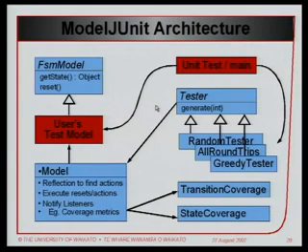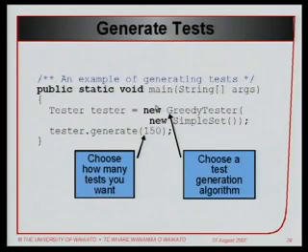So here's that code. Choose a test generation algorithm. We're going to create a greedy tester and pass it our model. And then how many tests? Well, let's go for 150. So those 2 lines of code will use that model and generate a test sequence.